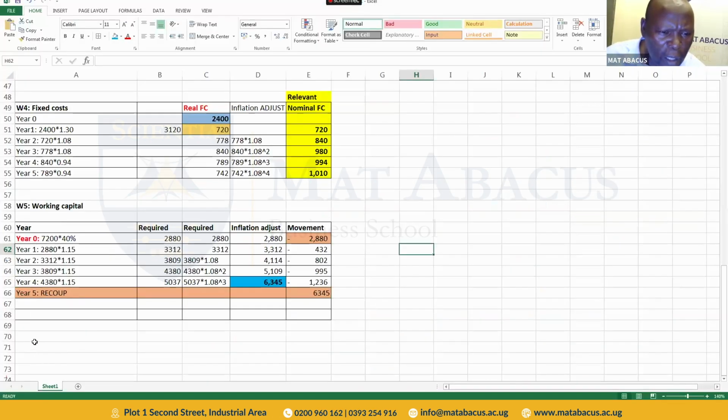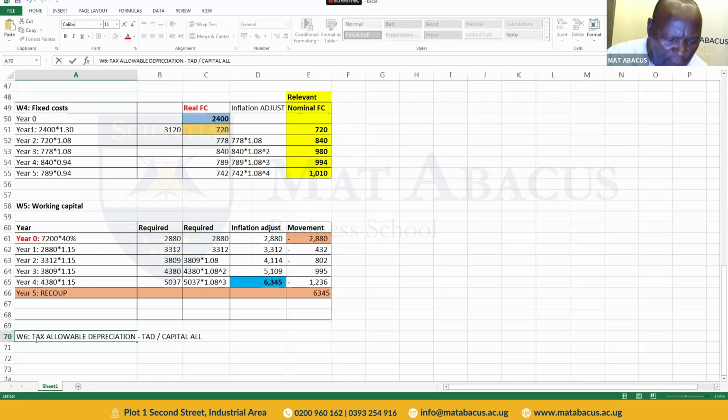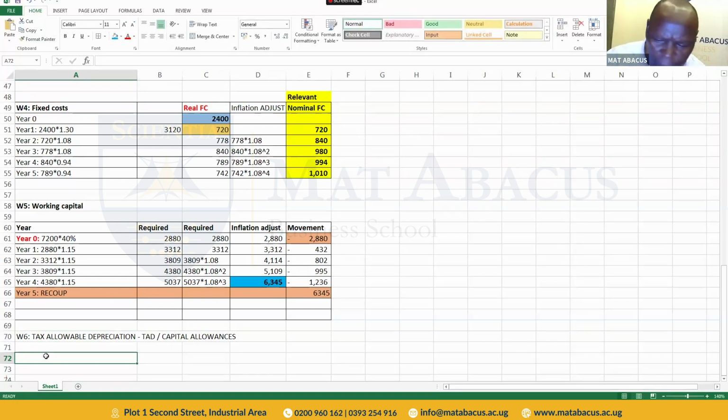So this is working 6. In working 6, we are looking for tax allowable depreciation, commonly abbreviated TAD, but also known as capital allowances. There are very many ways of dealing with this. Stick to what you know.